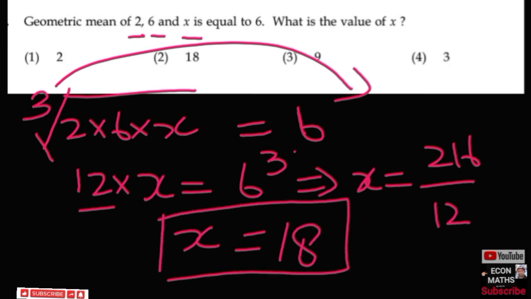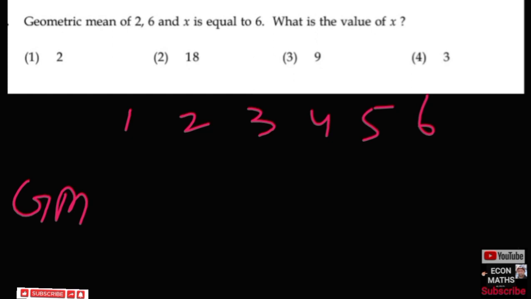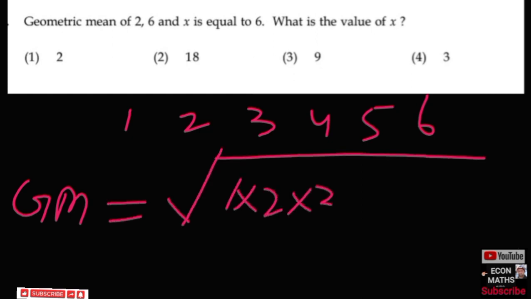Okay, this is the geometric mean, and I have shown you how to calculate the geometric mean of the numbers. So if we have 6 numbers, let us say 1, 2, 3, 4, 5, 6, their geometric mean would be simply we multiply these 6 numbers, 1 into 2 into 3 into 4 into 5 into 6, and take the sixth root.